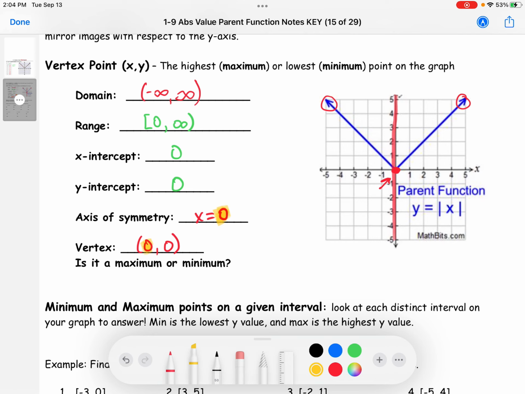Okay? Is it a maximum or a minimum? You can see that as we go across, we're going downhill this way, and then we stop at that vertex and start going uphill.